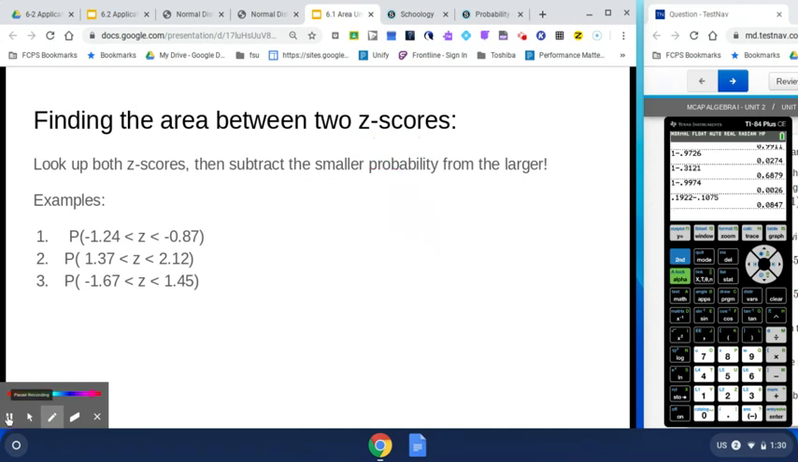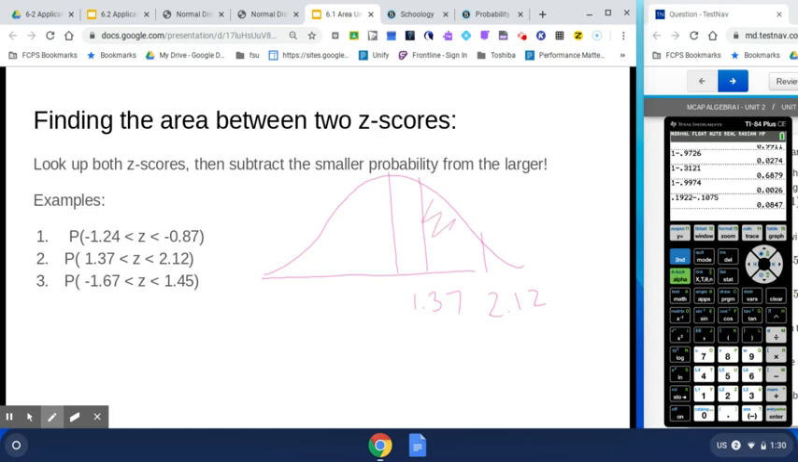Okay, number 2, following pretty much the same process here, guys. We have 1.37 as our first z-value, 2.12 as our second z-value, and again, we're shading between them. We're going to look these both up on the positive z-chart and subtract their probabilities.